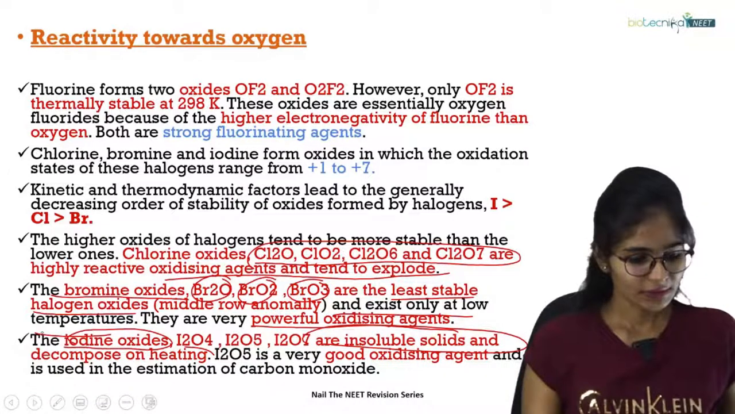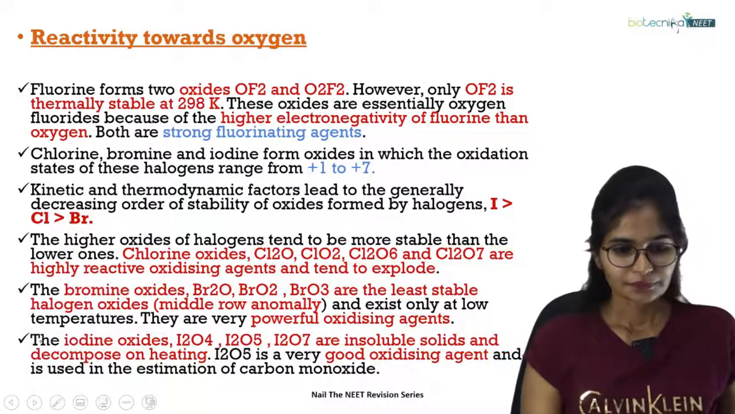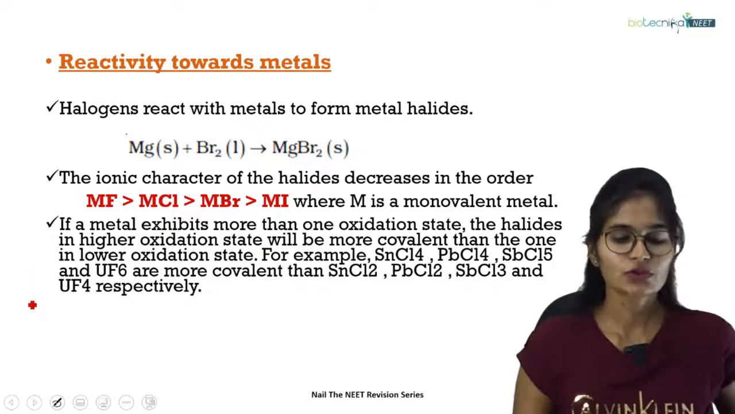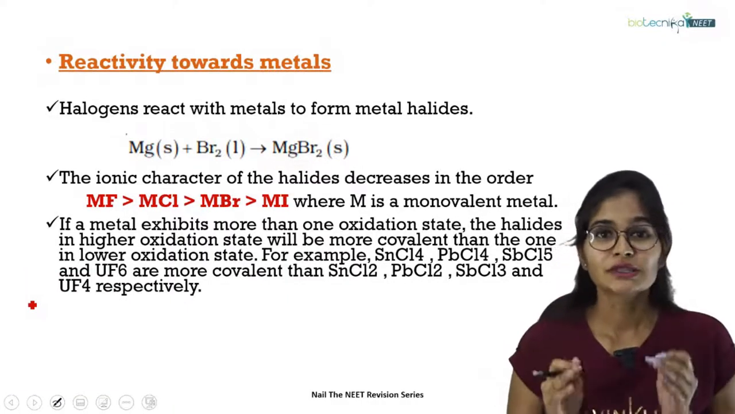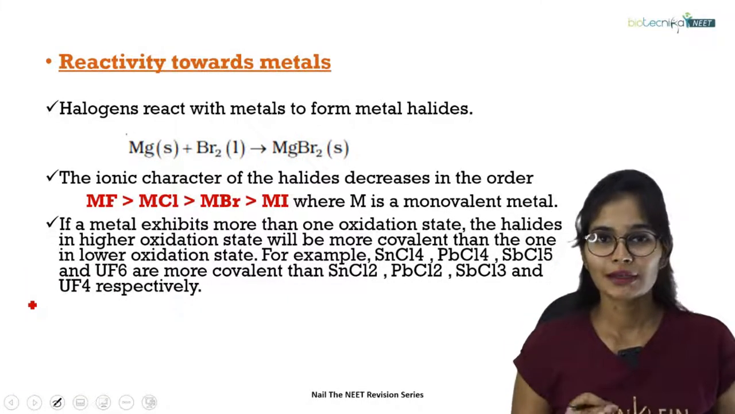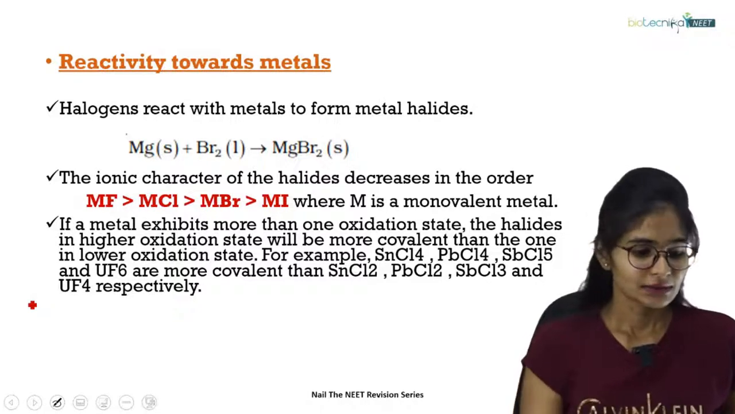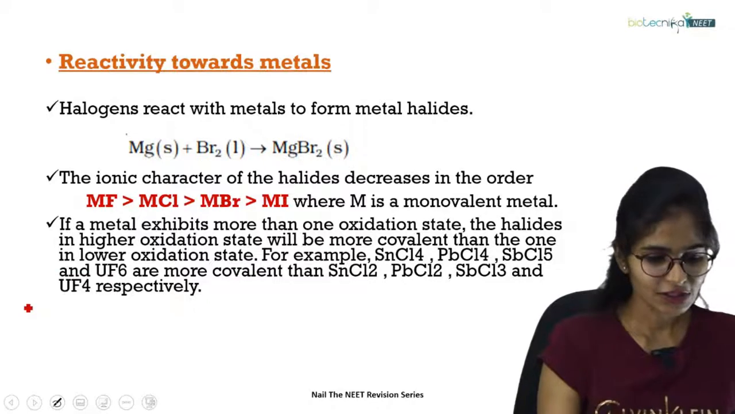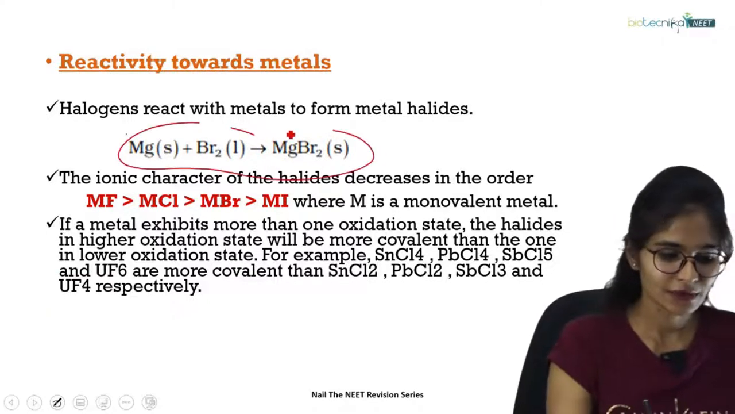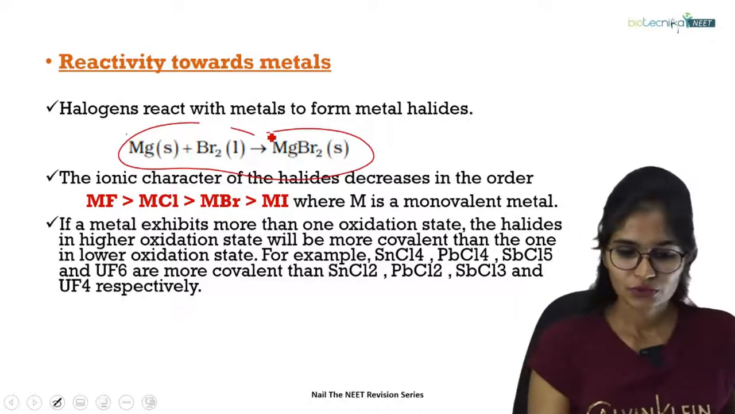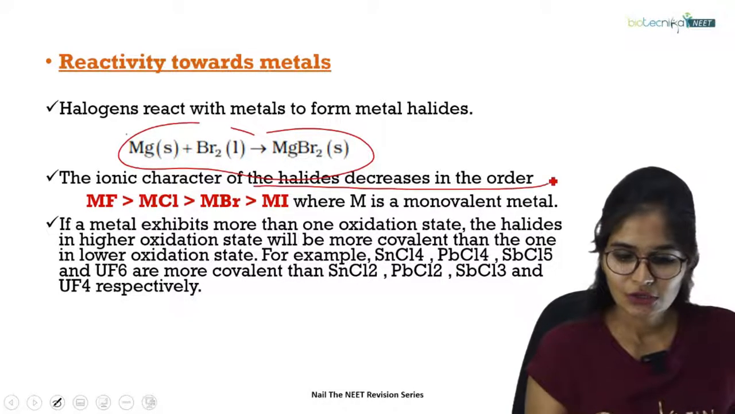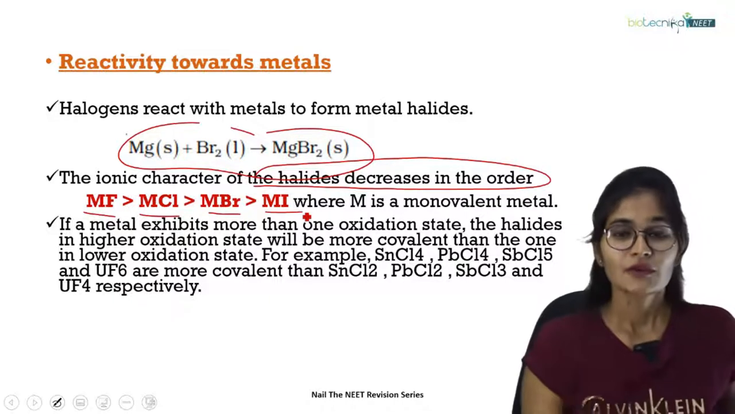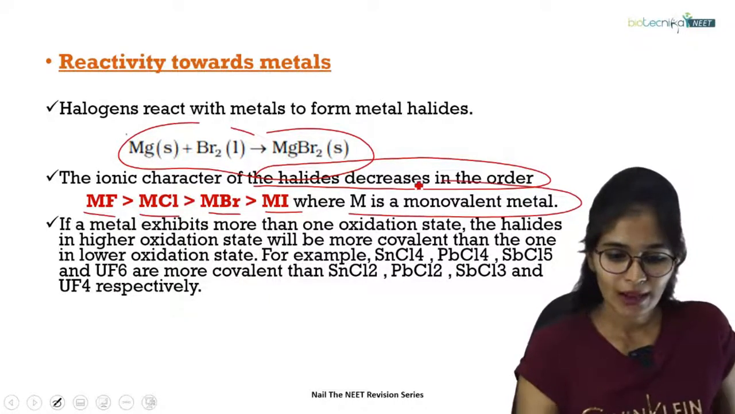Now coming to the next part, reactivity towards metals. As I have already told, the halogens react with metals like monovalent metals and give products. Here you can see magnesium treated with Br2 giving MgBr2 as a product. The halides' decreasing order can be shown as MF, MCl, MBr, MI, where M is a monovalent metal.